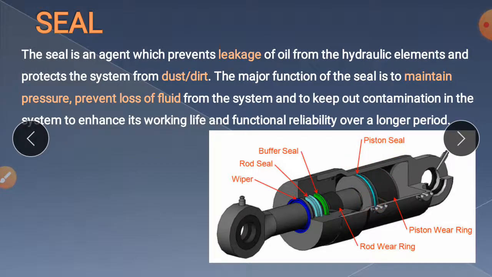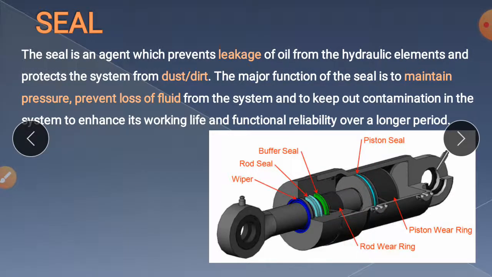This piston seal is mainly used to avoid leakage from this portion to this portion. It is non-positive because it will allow some amount of liquid for lubrication. Not completely, it will allow only some part, and it will protect the cylinder walls from the piston surface. So piston wear can be reduced by the use of these piston seals.